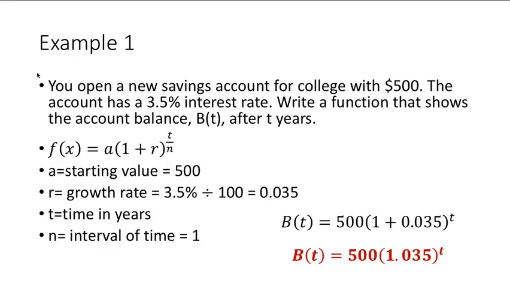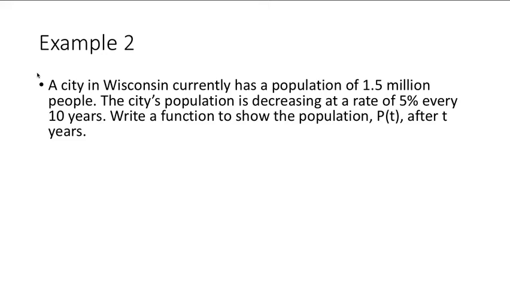Let's look at a second example. A city in Wisconsin currently has a population of 1.5 million people. The city's population is decreasing at a rate of 5% every 10 years. Write a function to show the population p of t after t years. So since I have a percent, I know I'm going to use my 1 plus or minus r. And since it's a decreasing population, I know I have a decay since it's getting smaller. And so I will use my 1 minus r to the x over n function.